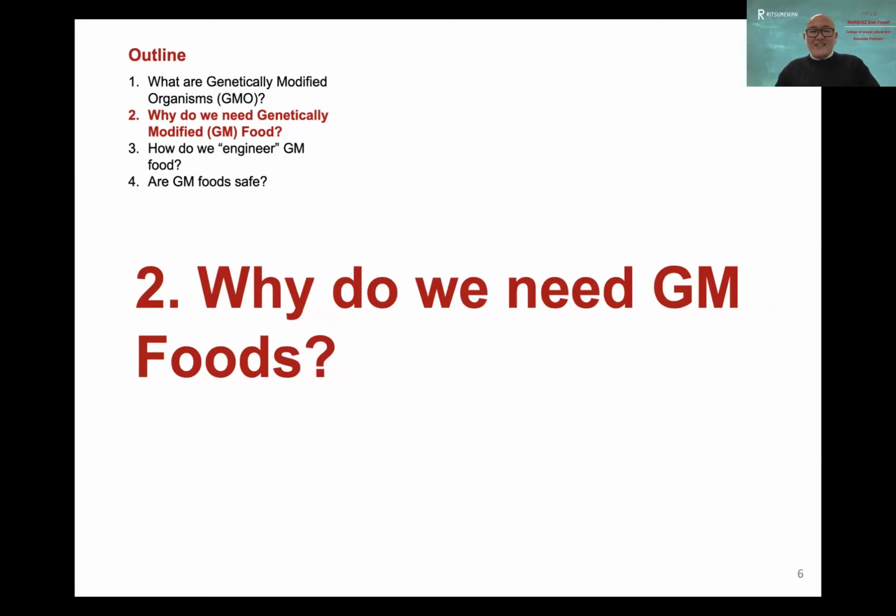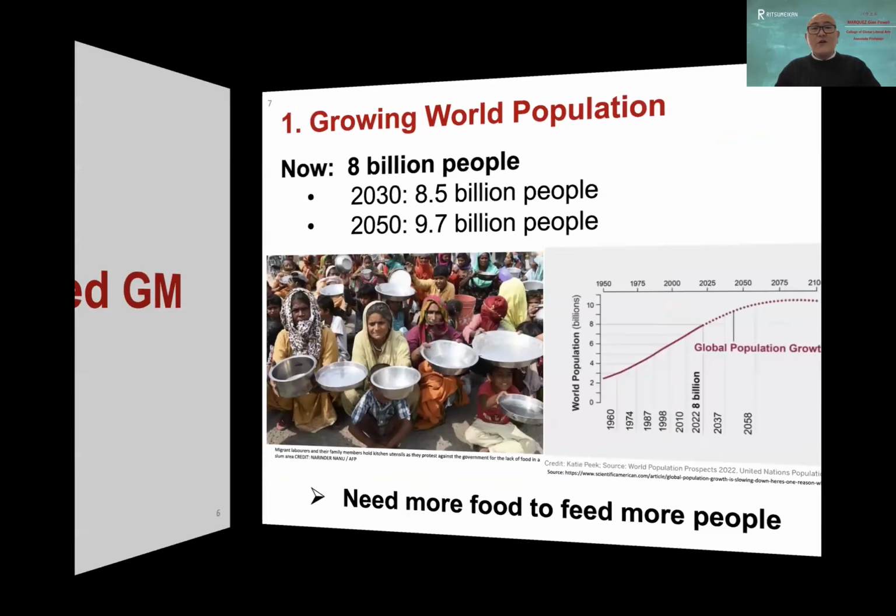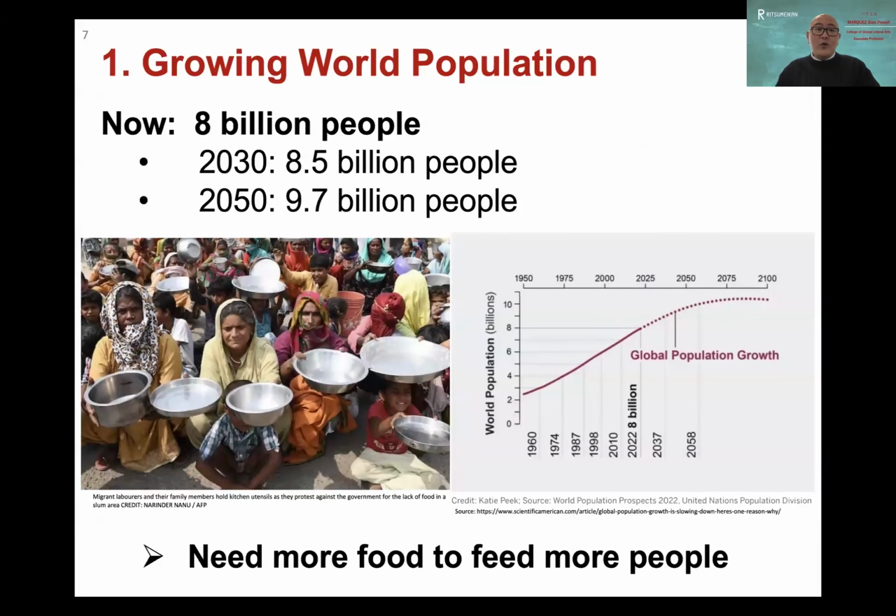Now, why do we need GM foods in the first place? We can definitely produce the traditional food, but why the need for GM foods? First, our growing world population. Now we have around 8 billion people, and we are predicted to increase until 2100 before going down. But still, we have the absolute value of population growing. There are a lot of people that we need to feed, and we need more food to feed more people.